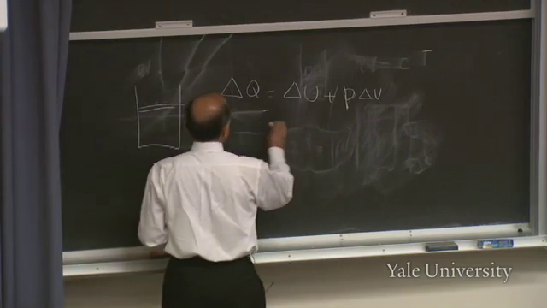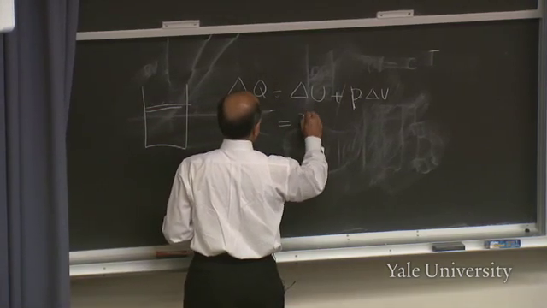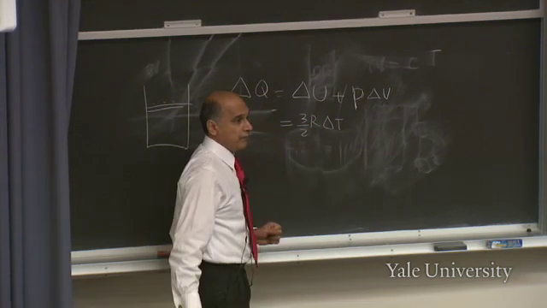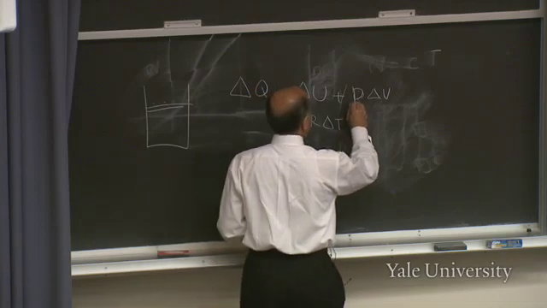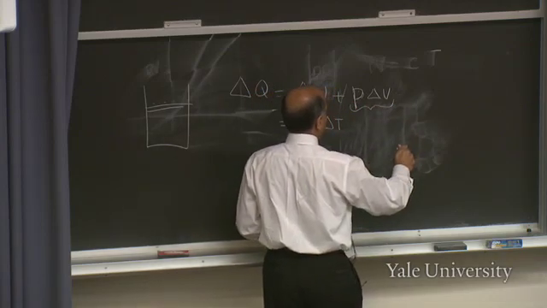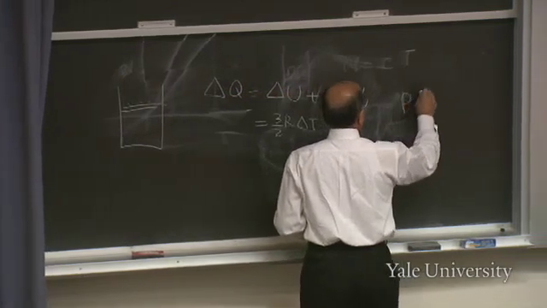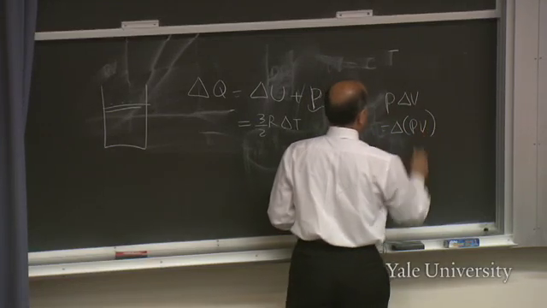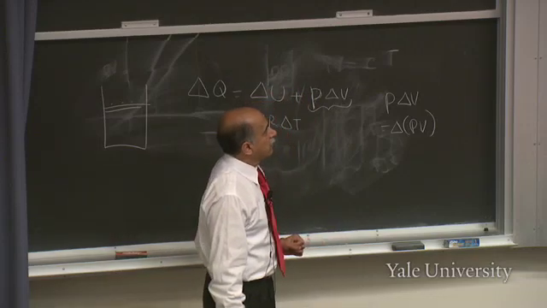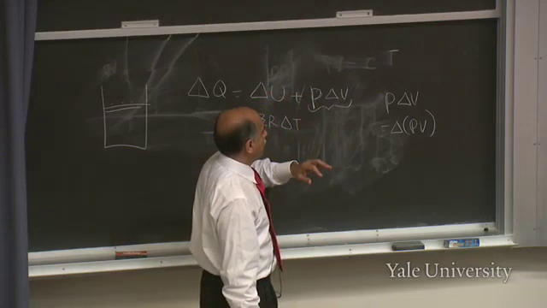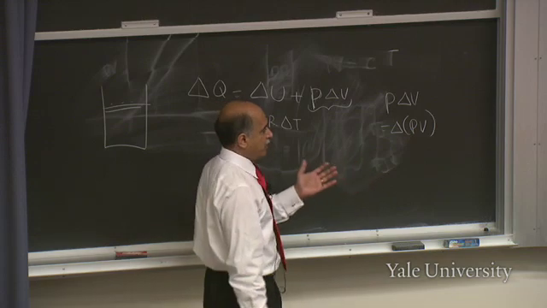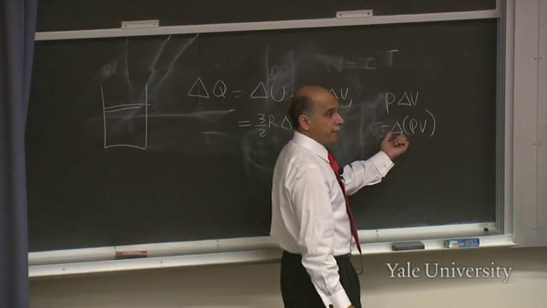So now delta Q, this delta U will be 3 over 2 R delta T. Now what's the change in P times delta V? Here is where you should know your calculus, that P times change in V is the same as change in PV if P is a constant. Right? Remember long back when I did rate of change of momentum is d by dt of mv, it's m times dv dt. So m doesn't change, you can take it inside the change.